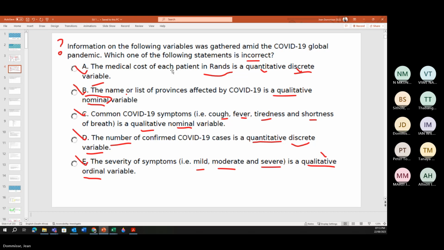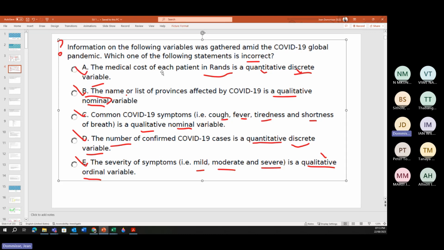Okay, so I will check this one out a bit. So the cost of each patient. The patient cost is definitely quantitative discrete. If you look at each cost, it's in rand, so your cost would have been 100, mine would have been 200, so that is a discrete variable. So that is correct.